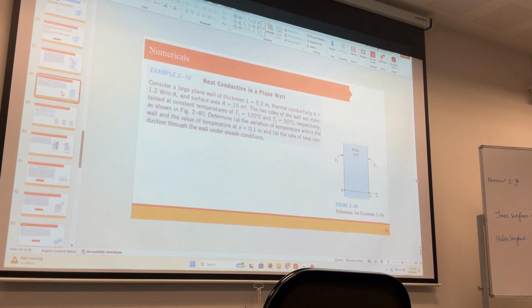So, we have the differential equation and we have two boundary conditions. Temperature, specified temperature, two sides. Now we are going to solve the differential equation. A part is saying determine the variation of temperature within the wall at x equals 0.1. B is asking the rate of heat conduction through the wall. Okay.